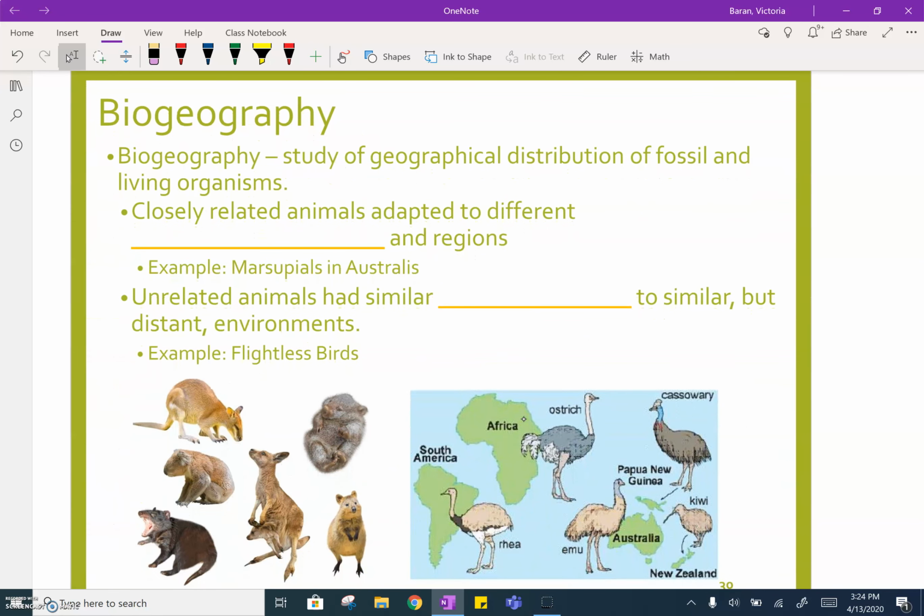Now we're going to look at biogeography. So this is how organisms are distributed, and even talking about fossils and living organisms throughout an environment, or geologically speaking. So the first thing that I want to talk about is how closely related animals adapt to different environments and regions. This is also known as adaptive radiation.